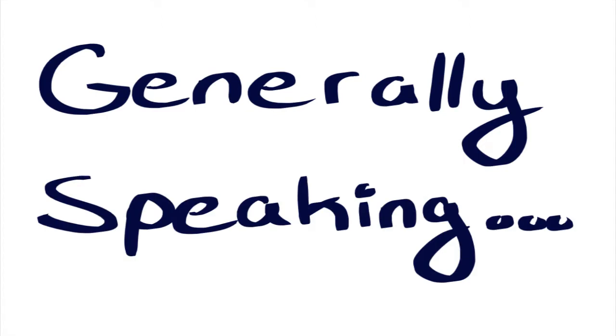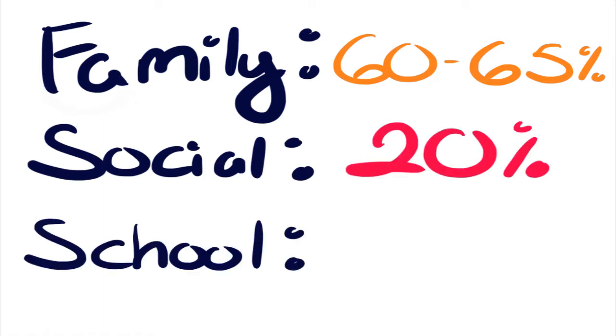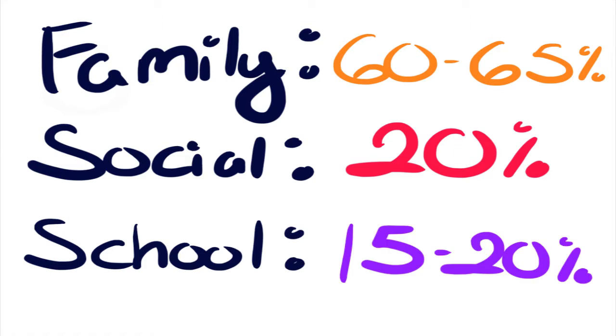Generally speaking, I wrote about my family 60 to 65% of the time. My social life and activities made up about 20% of the entries, and school life made up the last 15 to 20% of my journal entries.